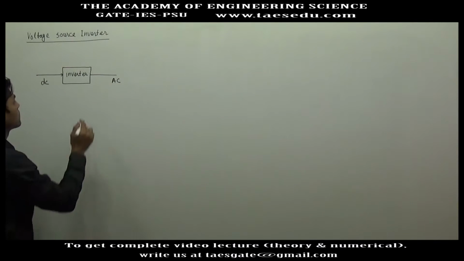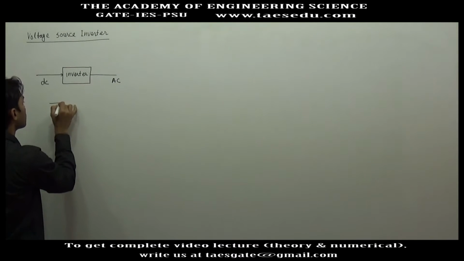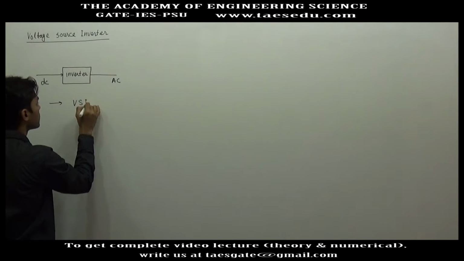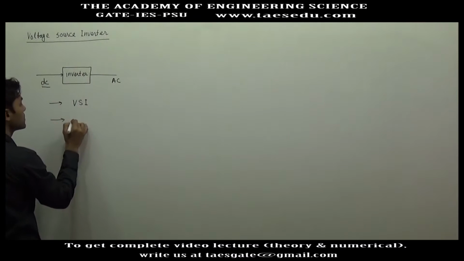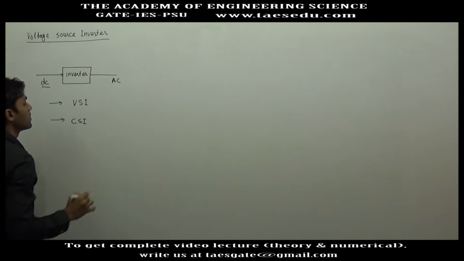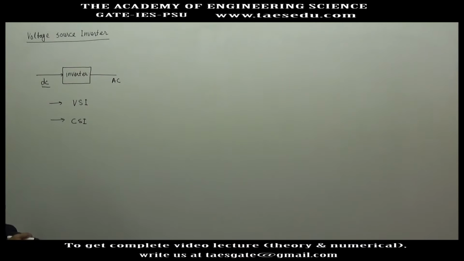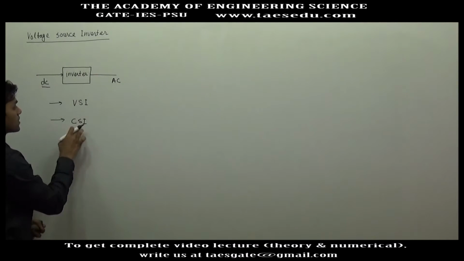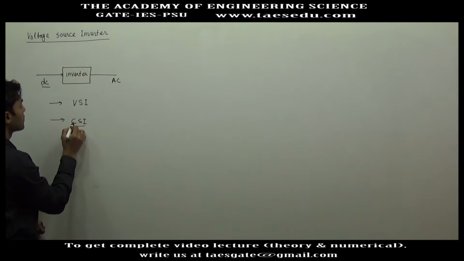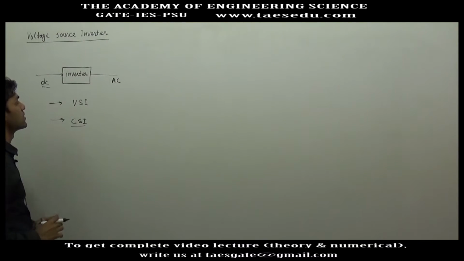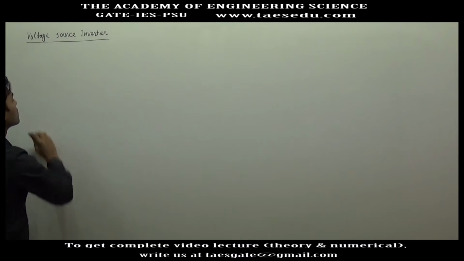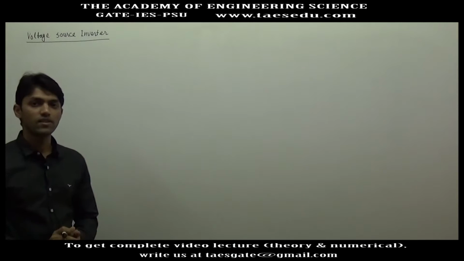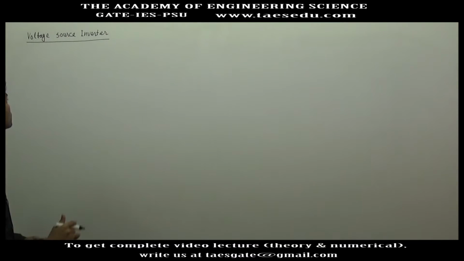So inverters are basically of two types. First we will have voltage source inverter, in which the input will be a DC voltage source, and second is current source inverter. There a current source will be input for this. In current source inverter we will have a current source as DC input. So let us start with single phase full bridge voltage source inverter.